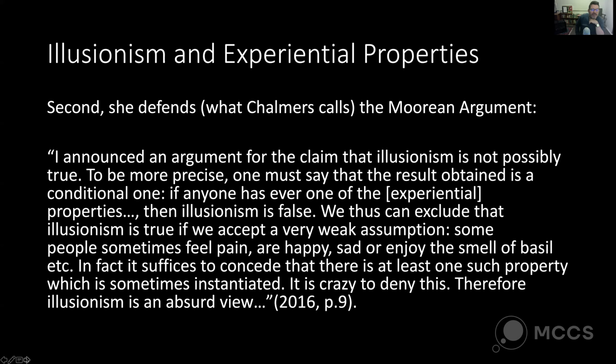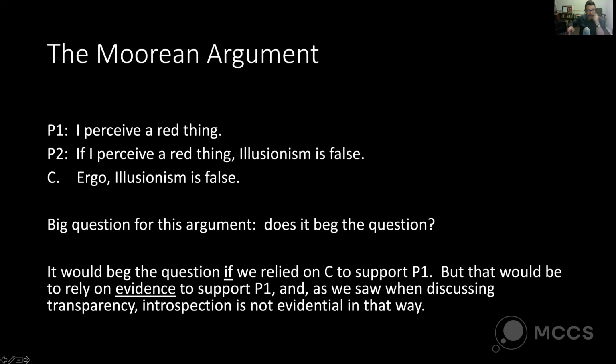The result obtained is a conditional one. If anyone has ever one of the experiential properties, then illusionism is false. But of course, somebody does have one of those experiential properties. That's just to say that, for example, they perceive a red thing.